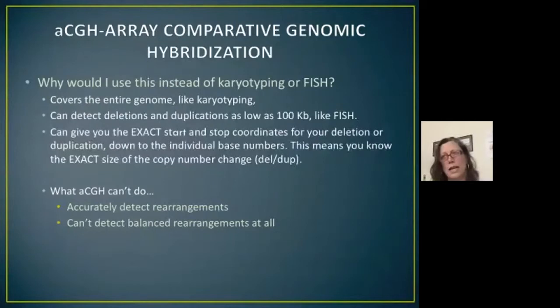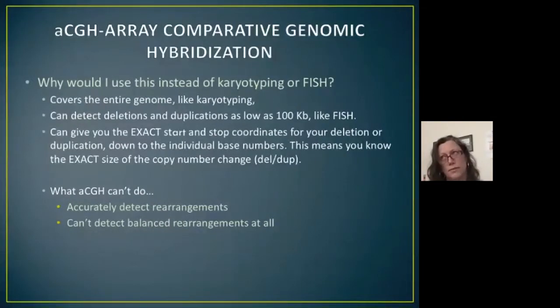If you have a net gain or loss somewhere as a result of an unbalanced translocation, it'll tell you that something's gained or lost, but it won't tell you that it's a result of a rearrangement. Oh, I see. So you'd want to get maybe parental samples. We call the variant in the gene when I'm doing that. That's some kind of change in the position.